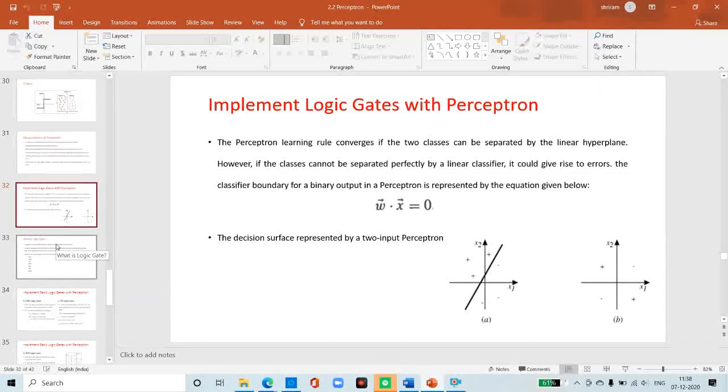The classifier boundary for a binary output in a perceptron is represented by this equation: vector w dot product, the product of the vector of weights and the input vector, equals 0. So this is the binary output in a perceptron.